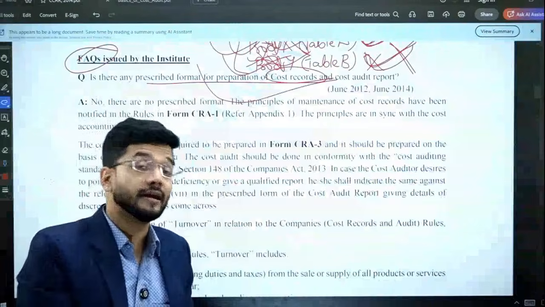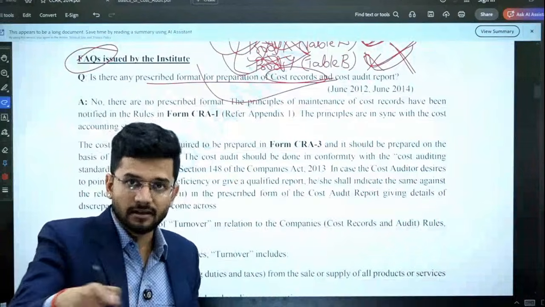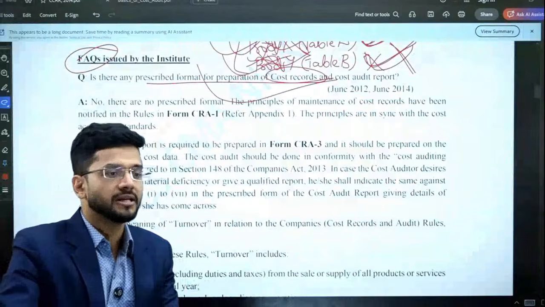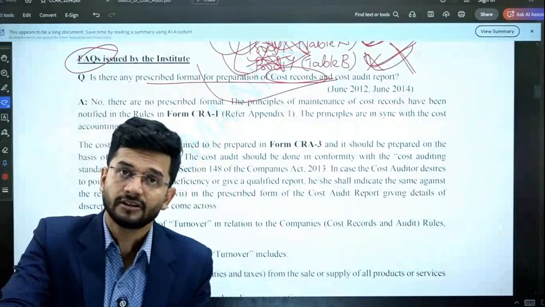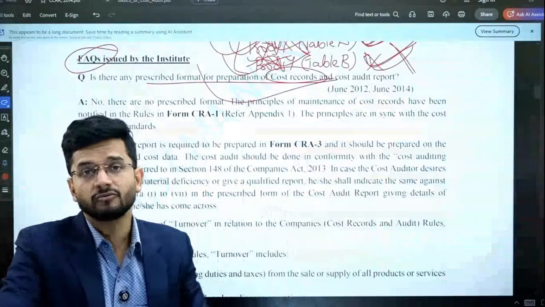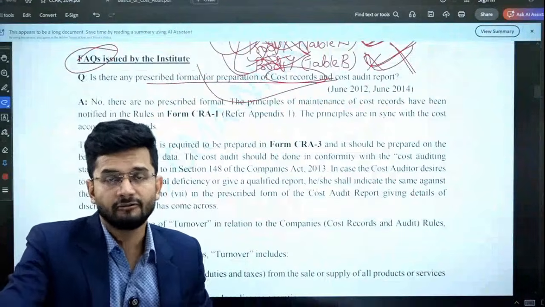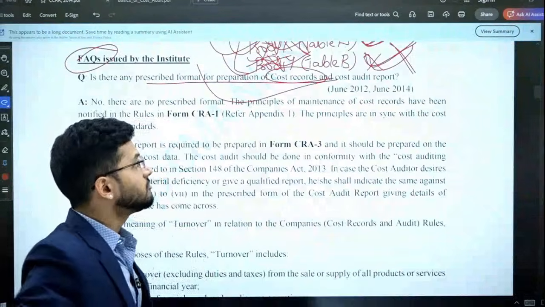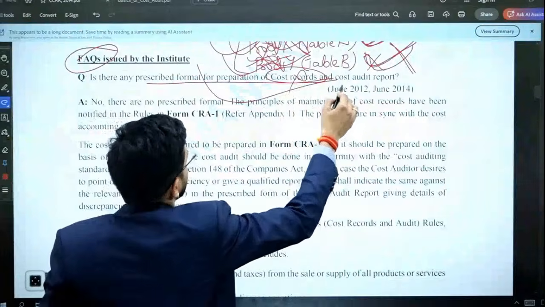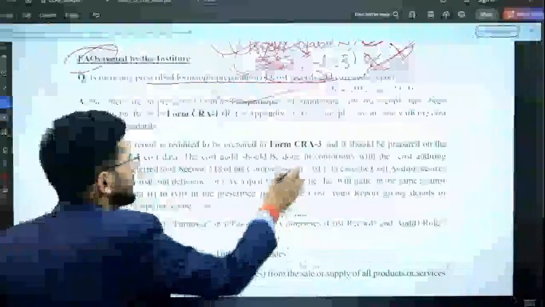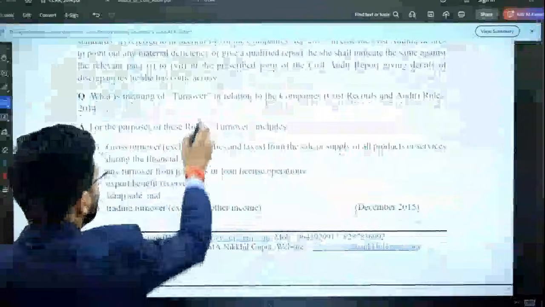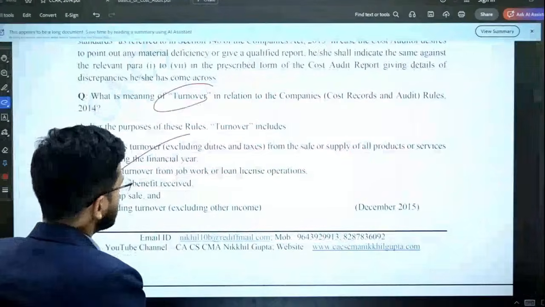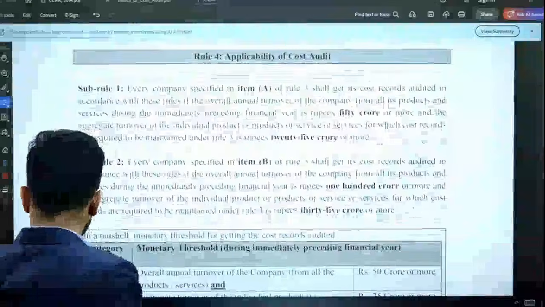It's just that the rules and regulations, which we'll be studying in our syllabus as well, which is the cost accounting standards, are to be followed while drafting that cost sheet. That's it. Just remember that you have to follow the rules and regulations and the cost accounting standards. Otherwise, there's no format prescribed for cost records. But yes, there's a format prescribed for cost audit, which is given in CRA 3. And turnover, we have already studied what the inclusions and exclusions of turnover are.